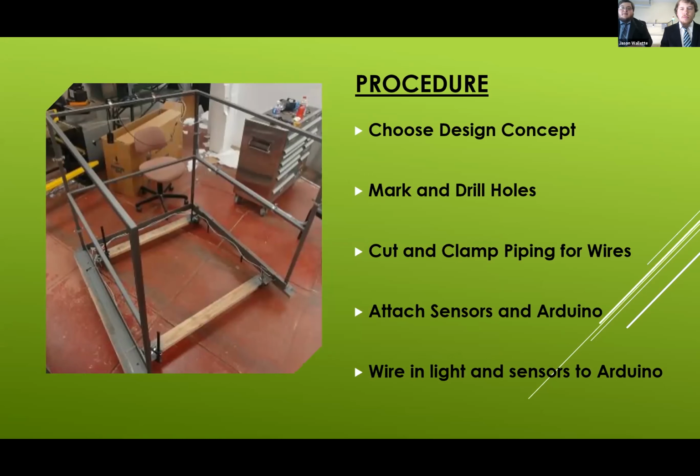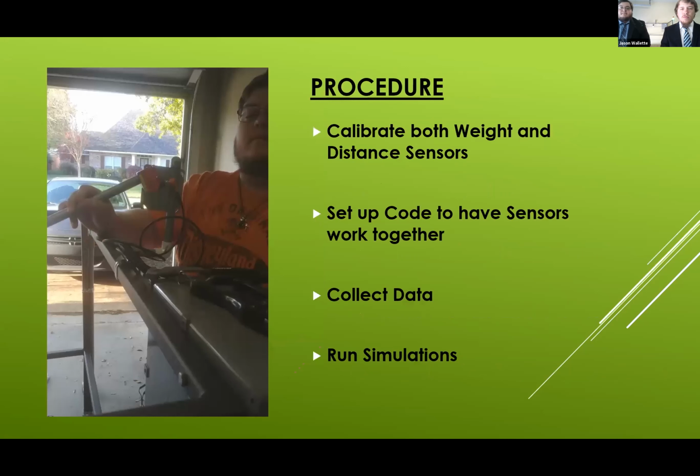We had to cut and clamp the piping for it to the cage itself, and then attach the sensors to the cage and the Arduino to the cage. And we wired in the light and all of our sensors to the Arduino. Once this was done, we calibrated the weight sensor and the distance sensor with the code that we had set up. We collected data from that and then continued to run simulations to make sure that the weight sensors and the distance sensors did what we were planning on them to do.